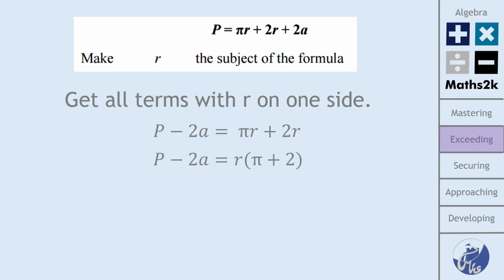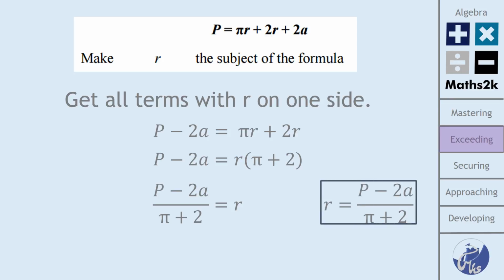And what that will do on the right hand side is it will leave me just a single R. So that means I can now make R my subject without there being any others. To do that, because R is multiplying this bracket, we will need to divide both sides by pi plus 2. This will then give us our formula written this way around, but it would be much neater just to swap things around so that we have R equals p minus 2a over pi plus 2. And this is our rearranged formula so that we've made R the subject.